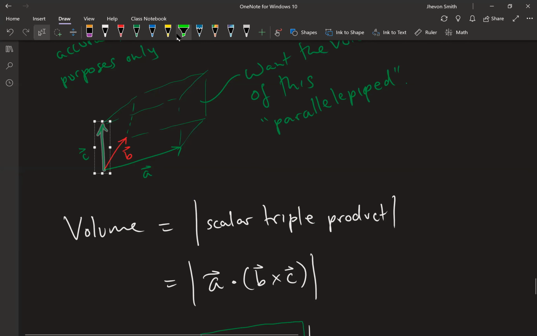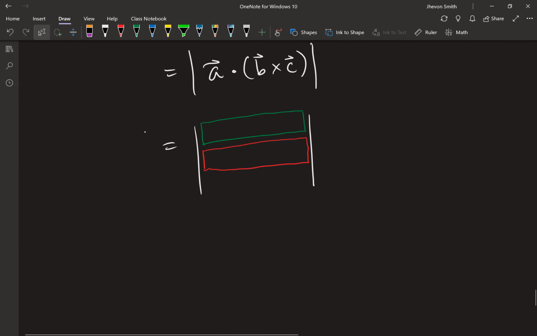And C, let's make that guy blue. So you pretty much line up the vectors like that, and you're going to find this determinant. And then you're going to take the magnitude of that determinant, just in case it's a negative number. You take the absolute value.